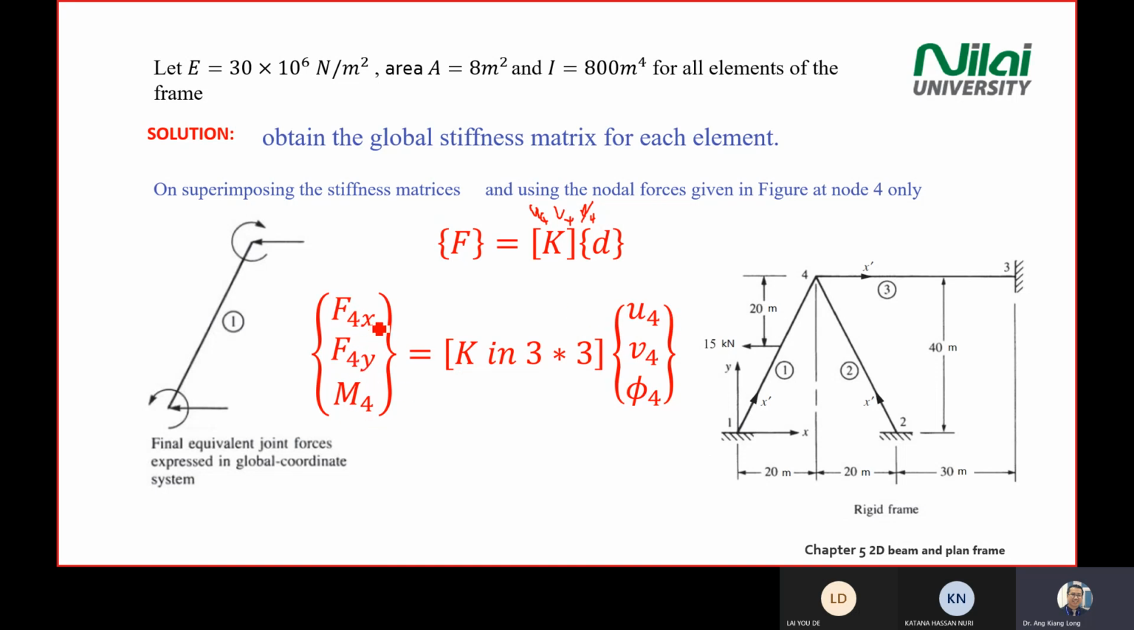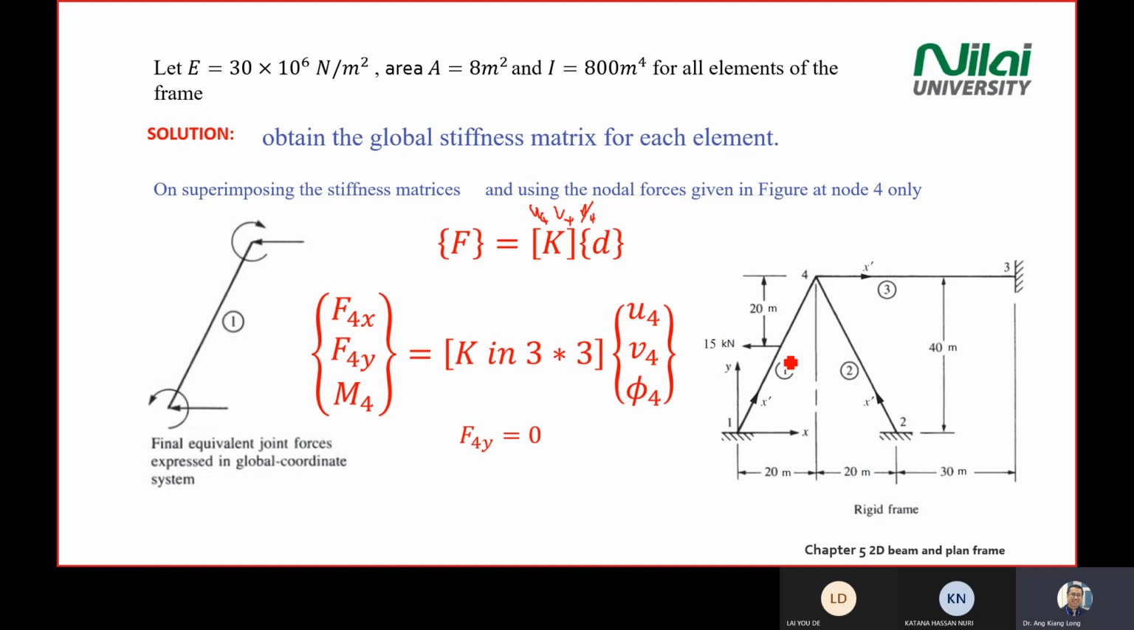How do you know this is X direction? You refer to the displacement over here. So you have U4, U is in the X direction, so F4X. V is in the Y direction, so the second number here is F4Y. Rotation 4, rotation means moment, so moment number 4. So this is how you convert the information. All right.